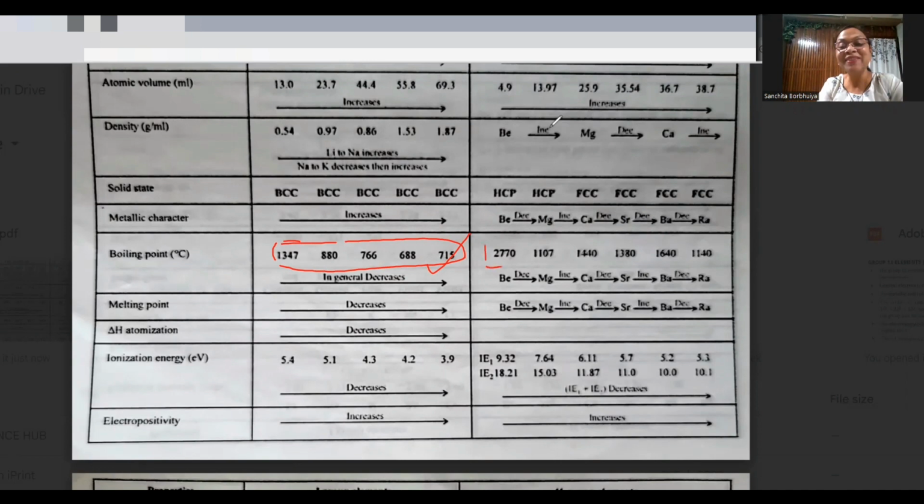See, 2770, 1107. So pause the video. From beryllium to magnesium, it decreases, and from magnesium to calcium, it increases. So it is DI. D means decreases, I means increases. DI. Okay, so it is homogeneous. That's how you remember it.